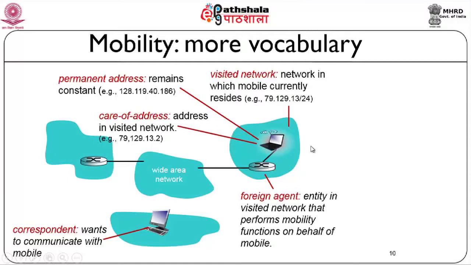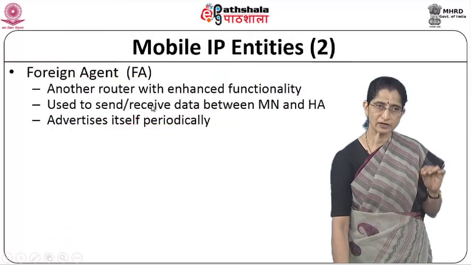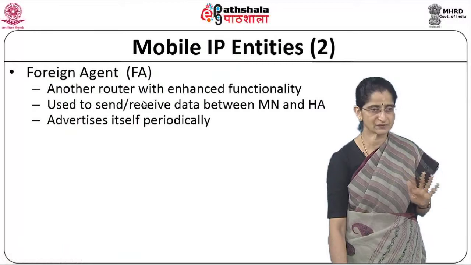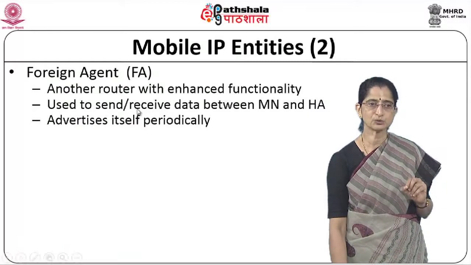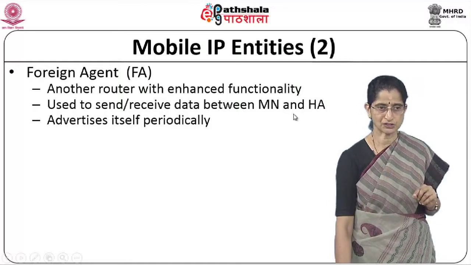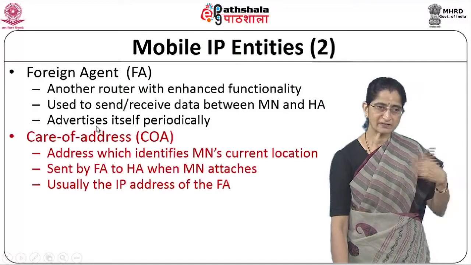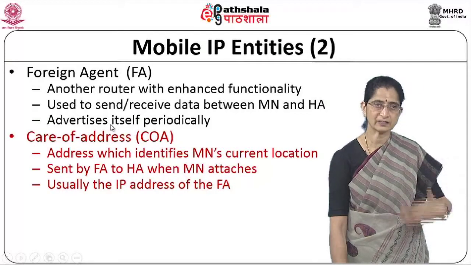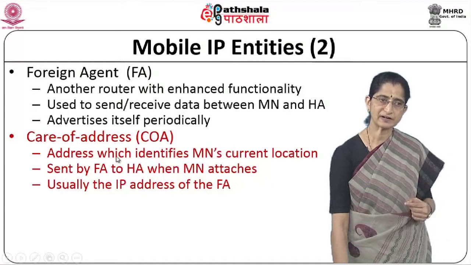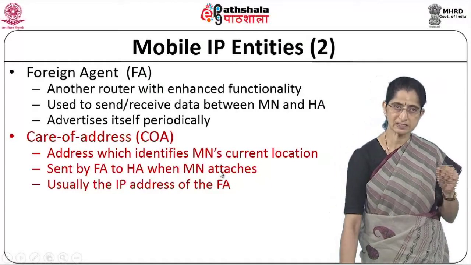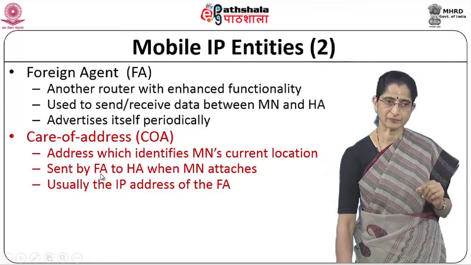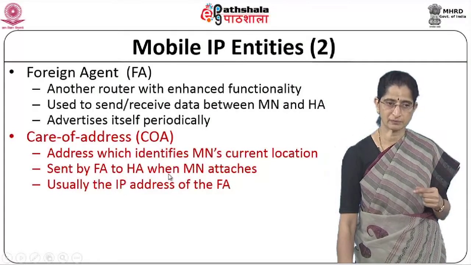These are some of the terms that I used. Okay. So, the foreign agent, FA, is essentially another router with some enhanced functionality, and it is the one that is used to send and receive data between the mobile node and the home agent. It will advertise itself periodically to let a mobile node know that a foreign agent is present. And the care of address is the address which identifies the mobile node's current location, and it will be sent by the foreign agent to the home agent when the node attaches.